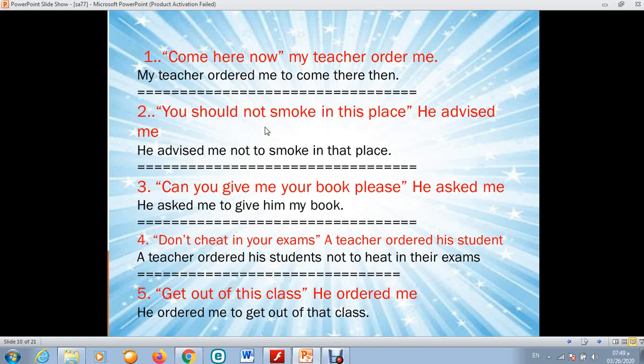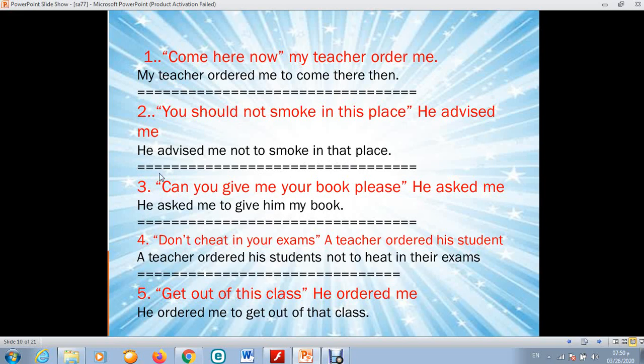Good. Example number 2. "You shouldn't smoke in this place." This is a negative command because it asks not to smoke, not to smoke in that place. "You shouldn't smoke in this place," he advised me. So when I change this direct sentence into indirect, I will start with he advised me, then I'll use the connector not to, then I will complete the sentence: not to smoke in. This will be that, in that place.